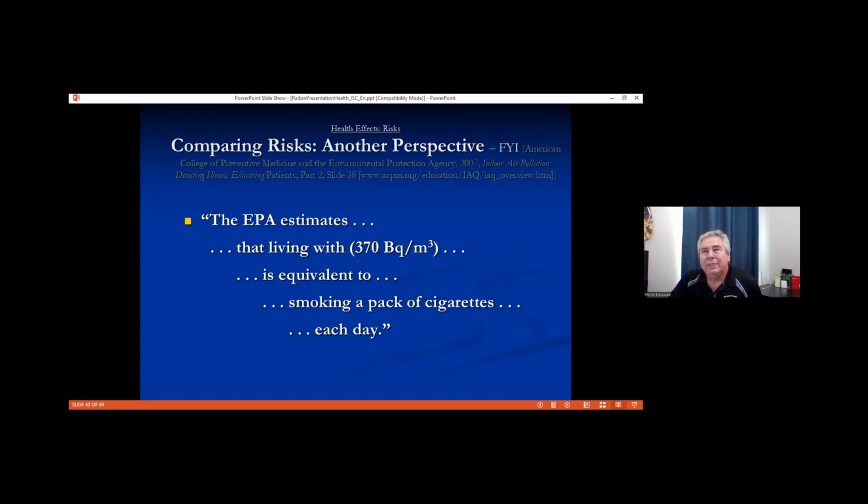So back in the 90s, the Environmental Protection Agency, the EPA in the States, wanted to find something that people could compare more easily to. So they took cigarette smoking. And what they determined is that 370 becquerels per cubic meter here in Canada is equivalent to smoking a pack of cigarettes a day. So what does that mean about our 200? That's about half of 370. So that means that if your levels are 200, that's like smoking half a pack of cigarettes a day.